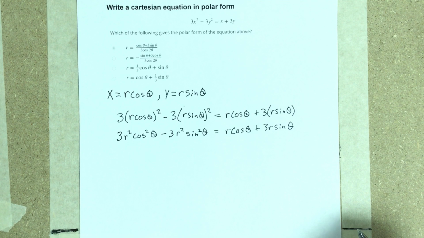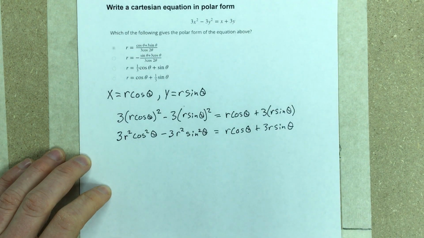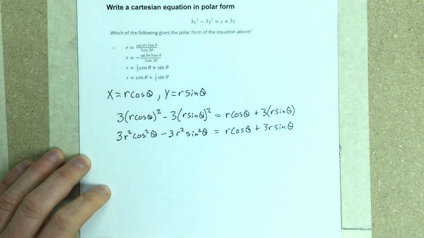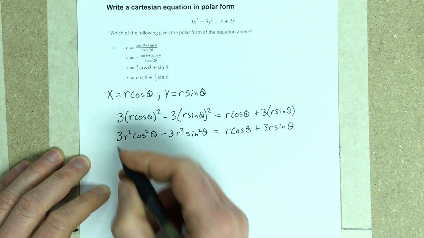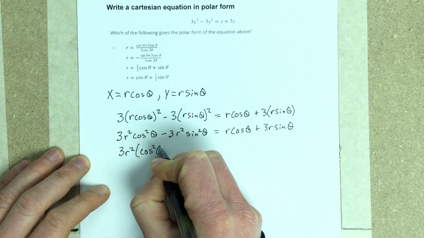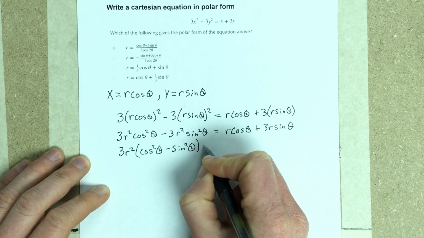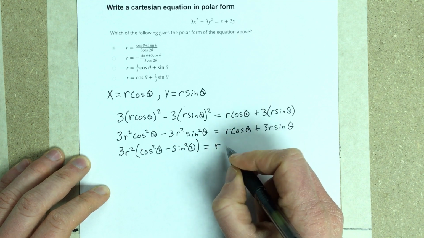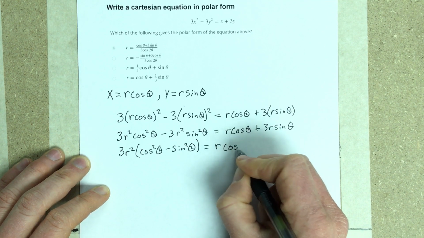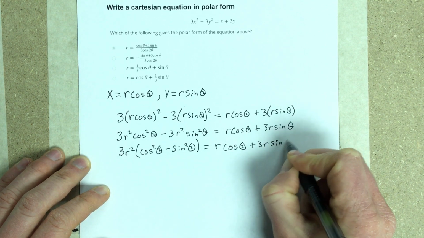So what I want to do is rearrange this so that I can get this into something useful. So I'm going to factor out 3r squared here, and I get 3r squared, and then I get cosine squared theta minus sine squared theta is equal to r cosine theta plus 3r sine theta.